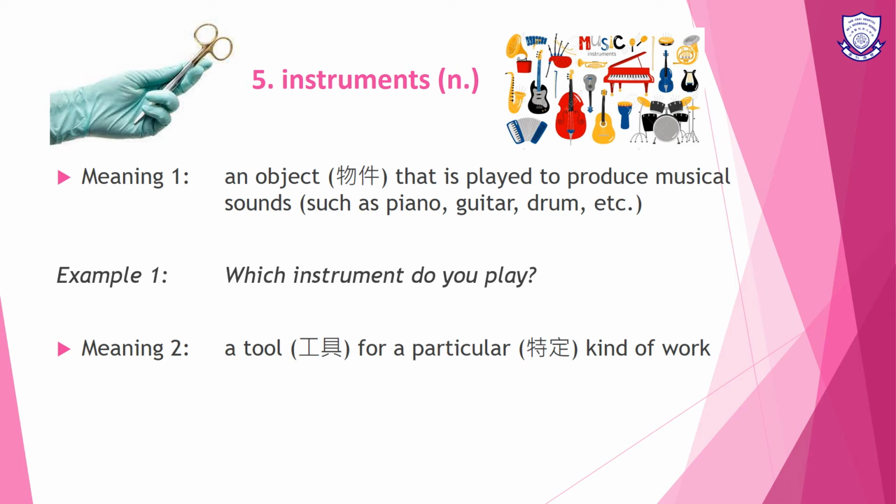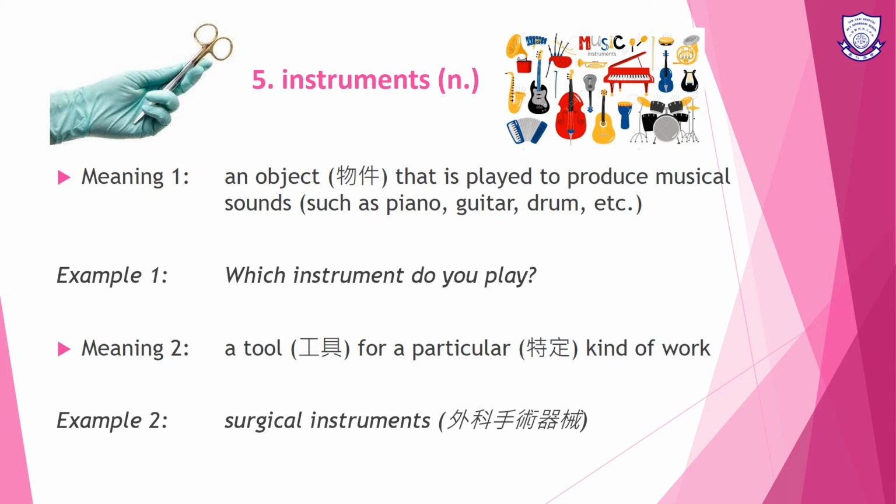The second meaning is a tool for a particular kind of work. And the example is surgical instruments. So surgical instruments are tools a doctor or a surgeon would use when they have an operation to heal a patient. So that's it for the word instruments.